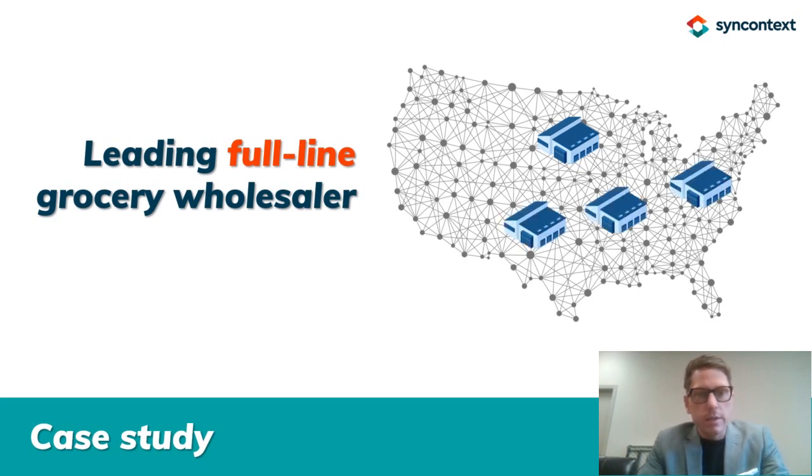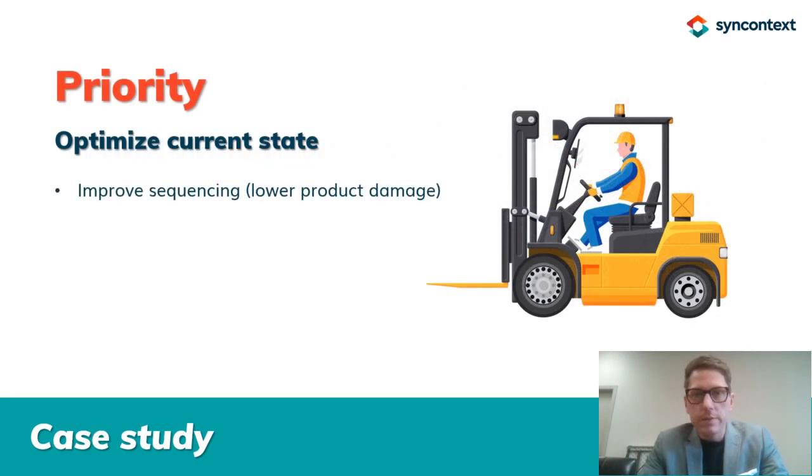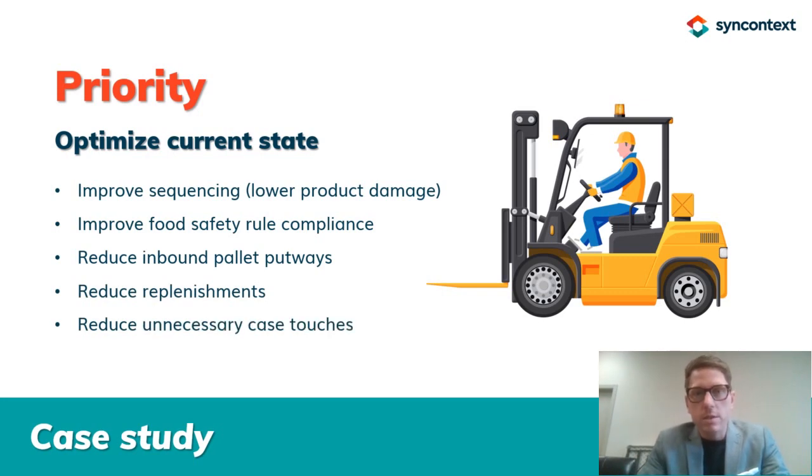So this is a client that was a leading full-line grocery wholesaler, very competent team, larger operations with a mix of automation and conventional, as we usually see. Their priority was pretty simple: optimize the current state of each site within the network without any disruption. Now that's a big ask, but they said, hey, we want to implement true slotting optimization. We have a system right now that we know works, but we want to go even deeper than that. And ideally, we can't disrupt any of the operations, and that was very important. So those are the constraints that we were working with, and that was the priority on the customer side.